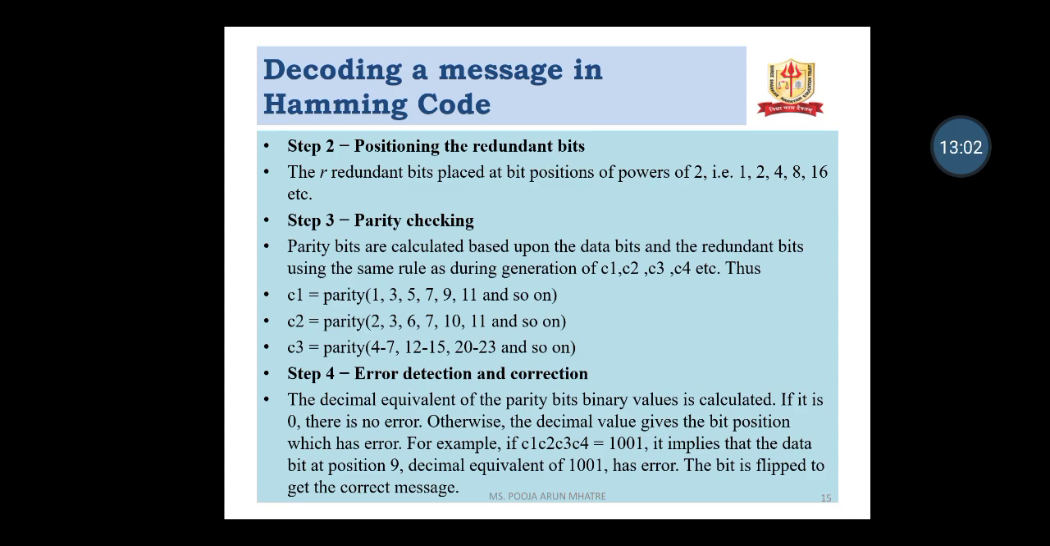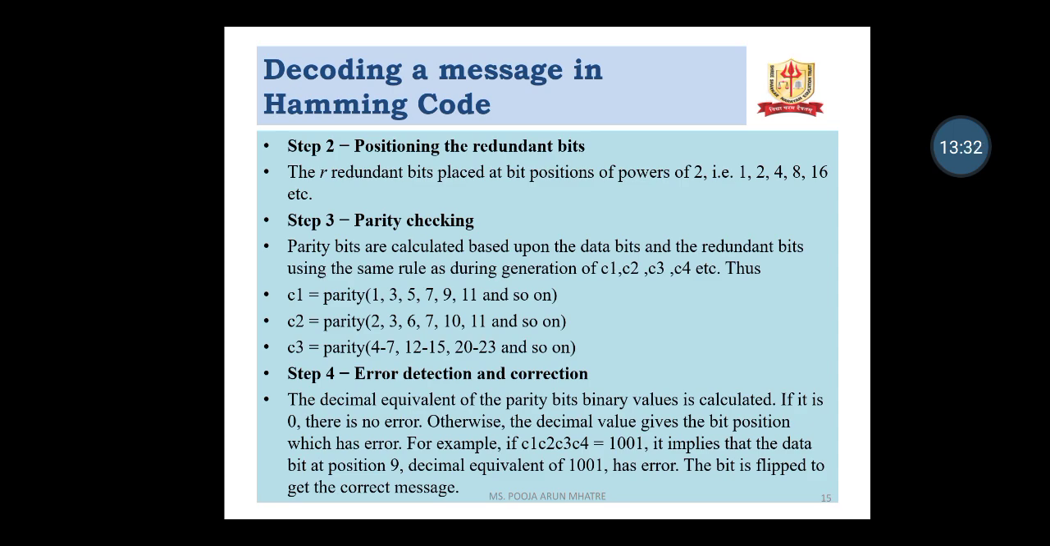Parity bits are calculated based upon the data bits and redundant bits using the same rules as during generation of C1, C2, C3, C4, etc. Thus C1 is the parity of 1, 3, 5, 7, 9, 11, and so on. C2 is the parity of 2, 3, 6, 7, 10, 11, and so on. And C3 is the parity of 4 to 7, 12 to 15, 20 to 23, and so on.